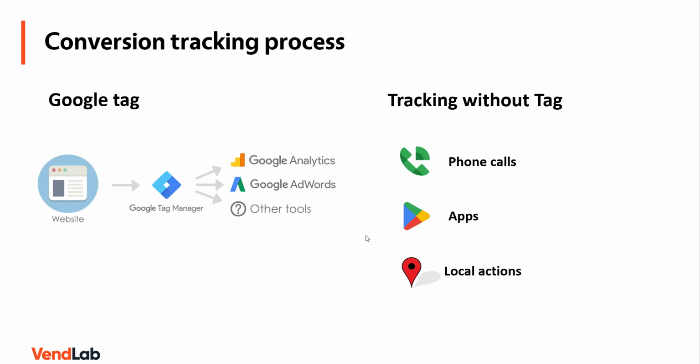Tracking for some types of conversion events does not require a tag. For example, tracking phone calls uses a Google forwarding number to track when a call comes from an ad. This allows tracking details such as call duration, call start and end times, and the caller's area code. No tracking code is needed to track app downloads or in-app purchases from Google Play. Also, local actions will be automatically recorded as conversions.